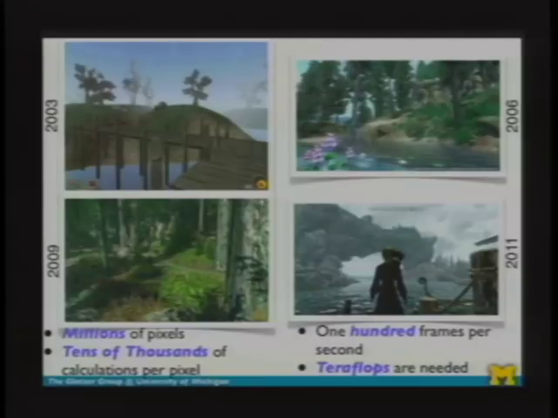And screens today have millions of pixels, and, back of the envelope, tens of thousands of calculations are put into the coloration and the shading and the shadows of each pixel. And these are interactive games. They respond to your user inputs in real time. So you have 100 frames per second. If you multiply all those numbers together, you get a teraflop. So that's the kind of level of performance that video games demand today.